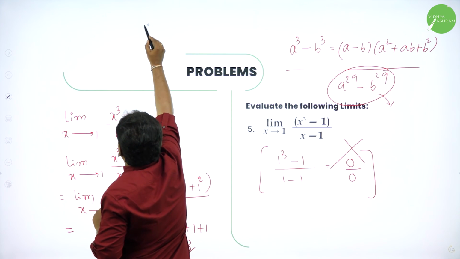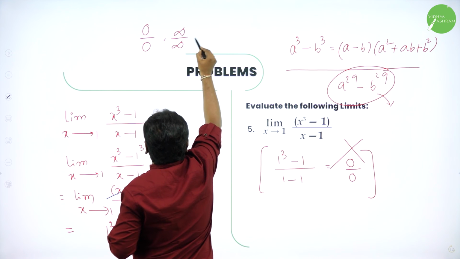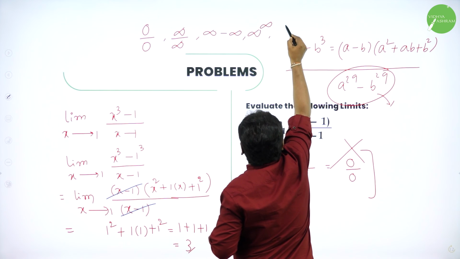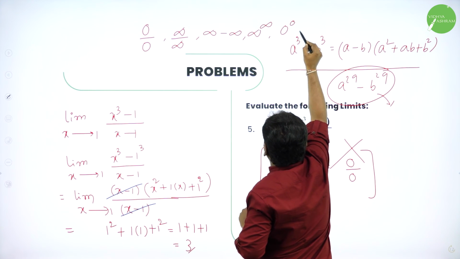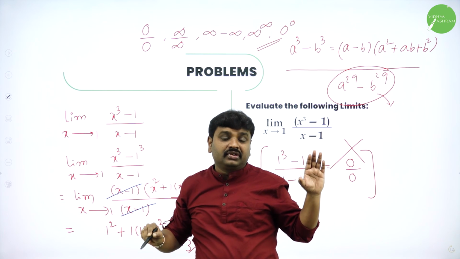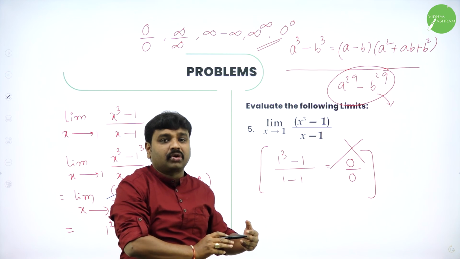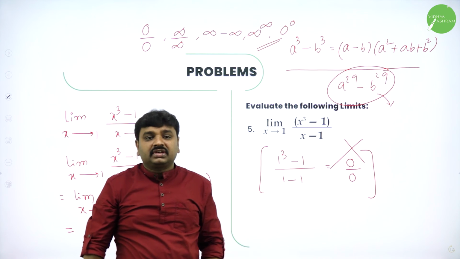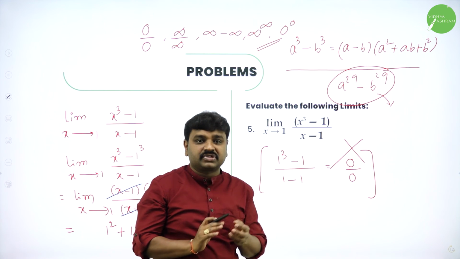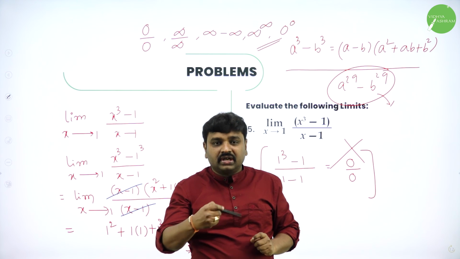Few indeterminate forms in maths: 0 by 0, infinity by infinity, infinity minus infinity, infinity power infinity, 0 power 0. So these are all indeterminate forms. When you apply a limit, you should not get any of these. If you are getting any one of these forms, you have to simplify, you have to reduce the problem. And the second important thing is, to simplify you can factorize, you can rationalize, or you can use theorems, and we will see how to simplify using theorems in our next class.